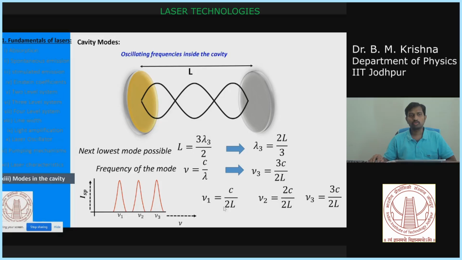You see ν2 minus ν1: 2C by 2L minus C by 2L, you get C by 2L. Now the next one in the sequence, 3C by 2L minus 2C by 2L, you get C by 2L. So now you have different modes in the oscillator, and the difference between consecutive modes is nothing but C by 2L. So that is one kind of observation from this figure.